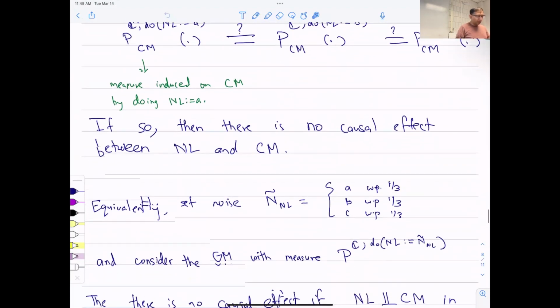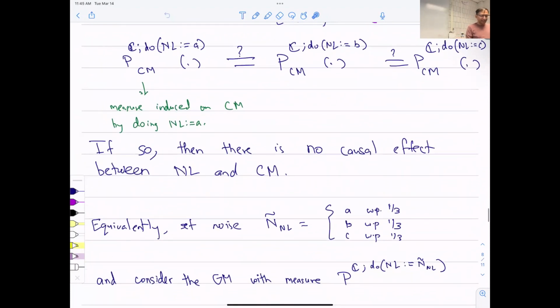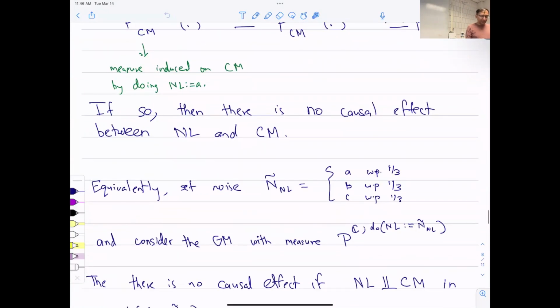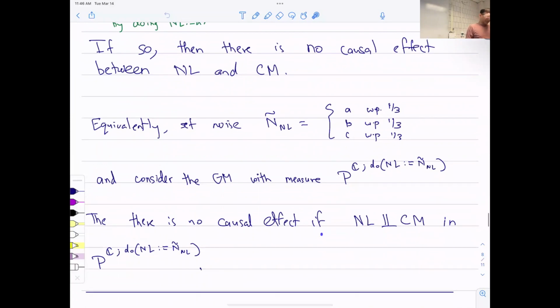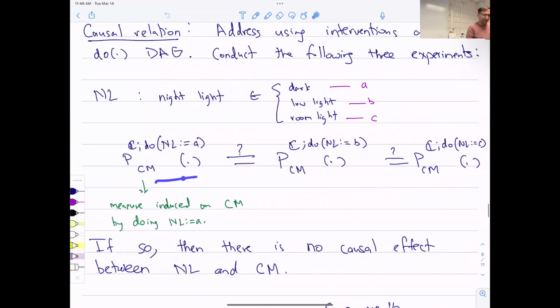Or equivalently, another way to do this is to put a random variable which takes values A, B, C with probabilities 1/3, 1/3, 1/3, and we can look at the graphical model with this do. I set the equation for night light to be equal to this random variable. This is basically a randomized trial. That's all. And in that, if there is no causal effect, under this do, you can check that these quantities are exactly the same.